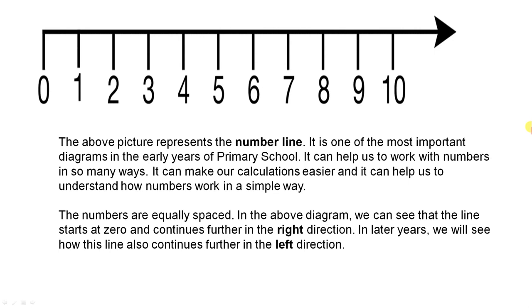The numbers are equally spaced. In the above diagram, we can see that the line starts at 0 and continues further in the right direction. What that means is that it starts from 0 and goes all the way to the right, and that arrow tells us that it just keeps going. In later years, we will see how this line also continues further in the left direction, but we won't be looking at that at this stage.